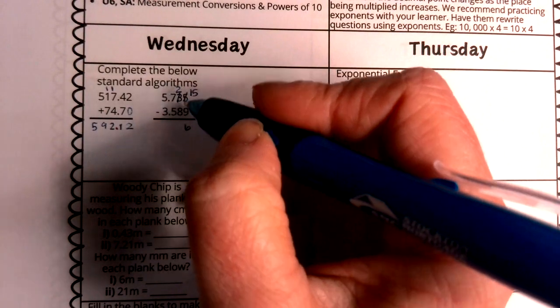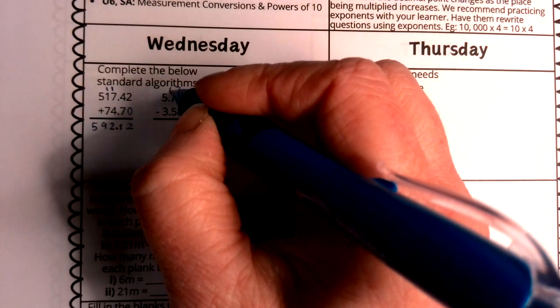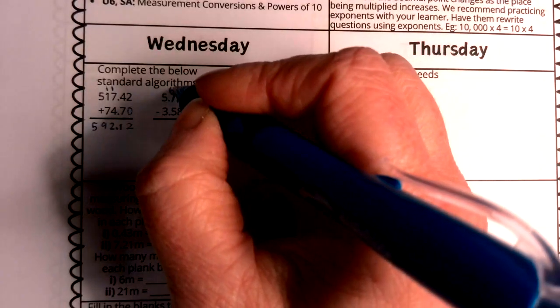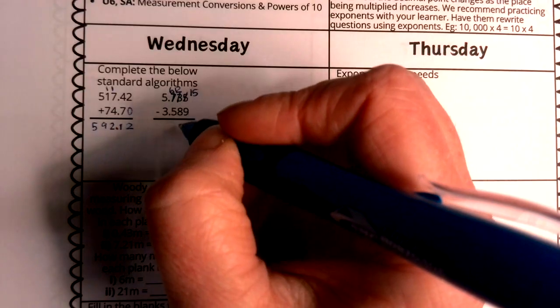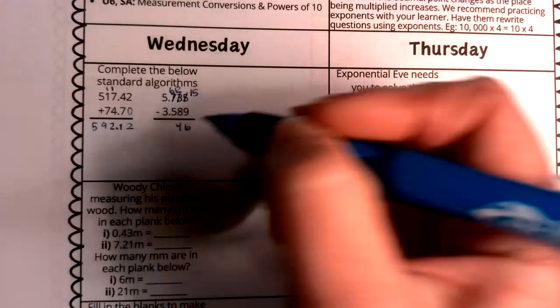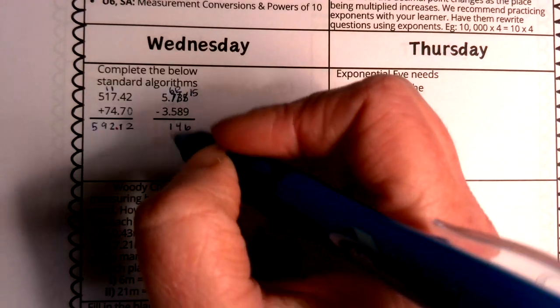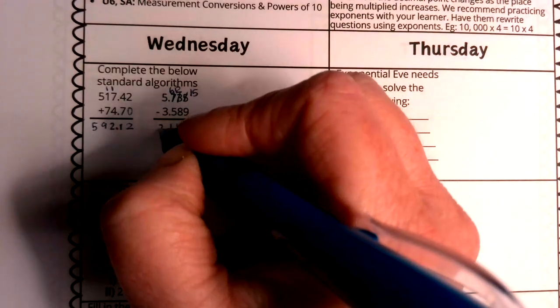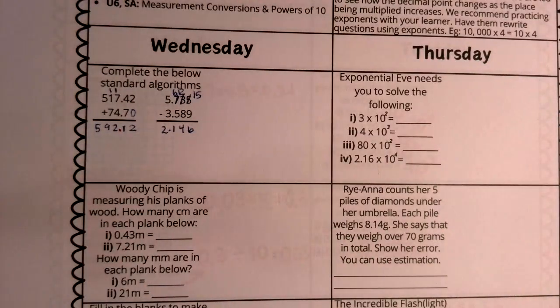I have 2 minus 8. I can't do that. So I'm going to borrow from the 7. I'm going to make that a 6. And this becomes a group of 12. 12 minus 8 is 4. And then I have 6 minus 5 is 1. And 5 minus 3 is 2. Once again, do not forget to bring that decimal down and reflect that in our answer.